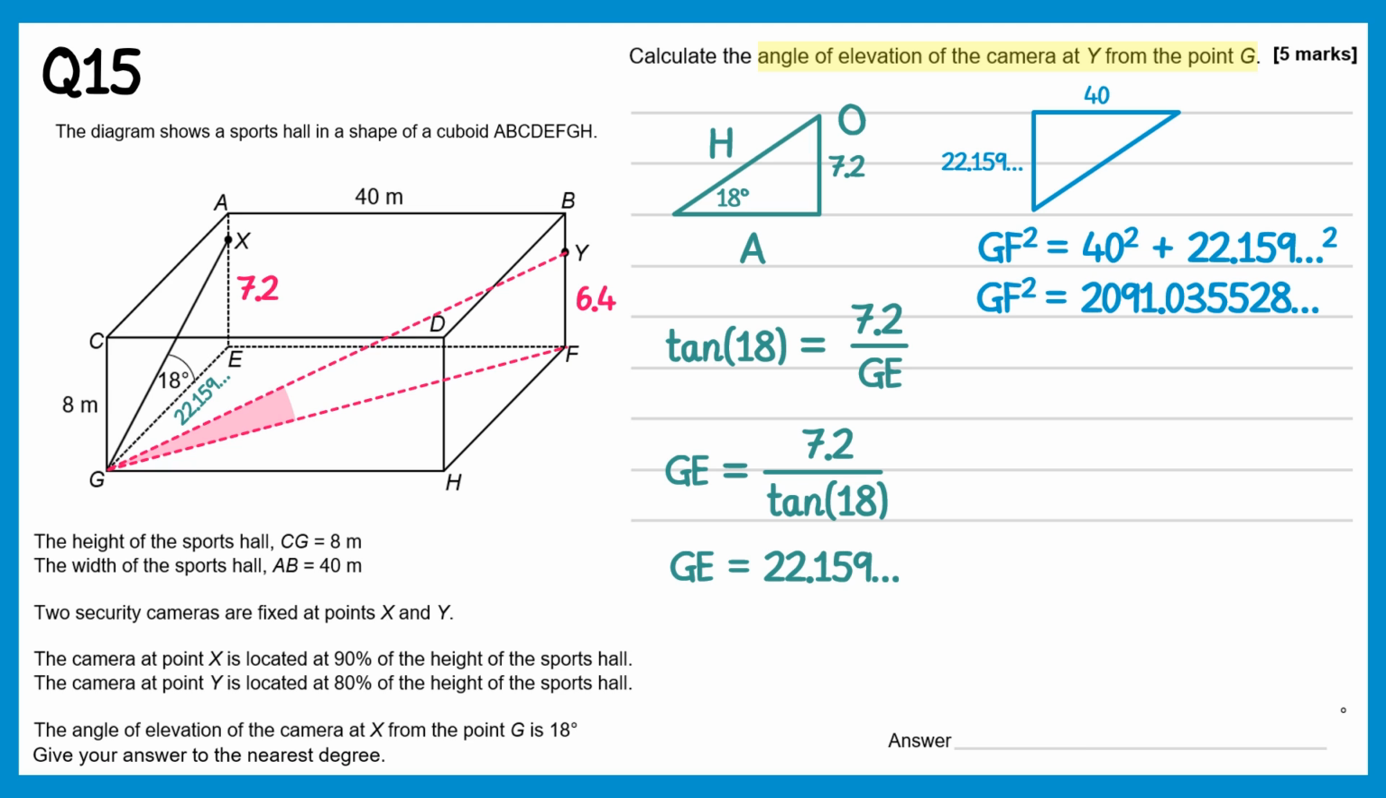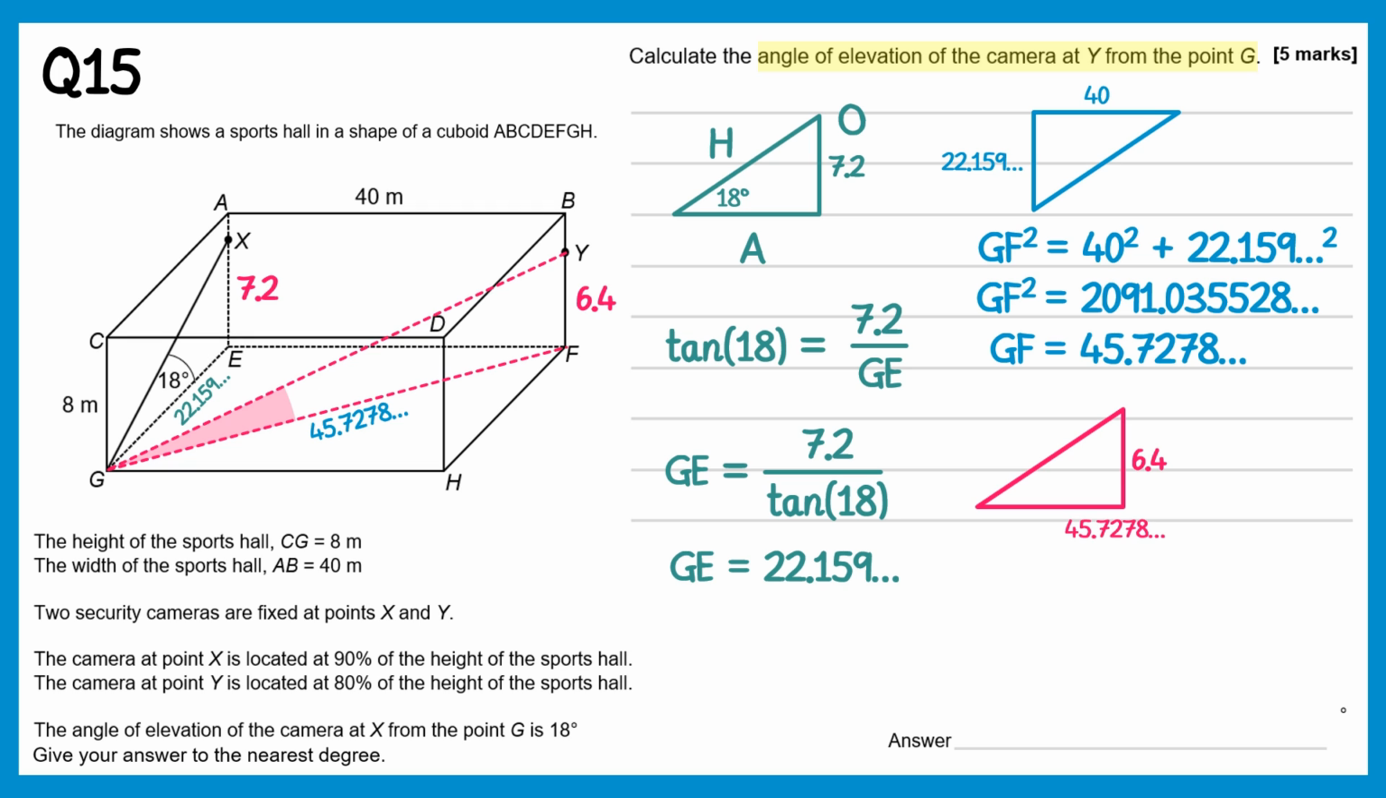Then if you square root both sides, you get GF as this number here. So let's also put GF onto our diagram. It goes here. Now we're going to look at the triangle with the red dashed lines. That's triangle GFY. It looks something like this. We know the height of this triangle from F to Y, that's 6.4, the height of the camera, and we just found out this length for the base from G to F, that's 45.7278 and so on.